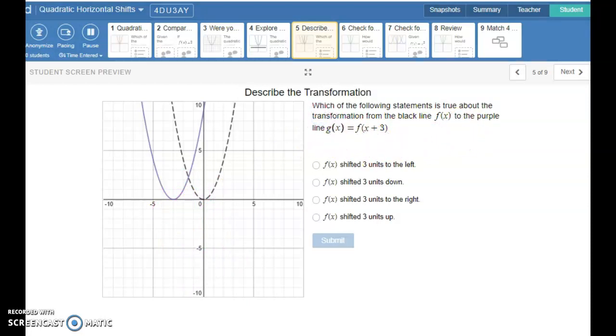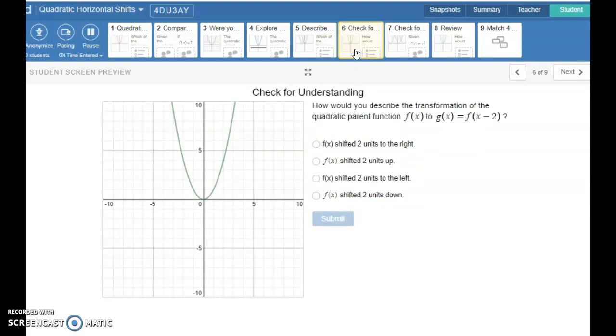Slide number 6. What do you think is going to happen here? Look at the inside. It says -2. Which way do you think it's going to go?